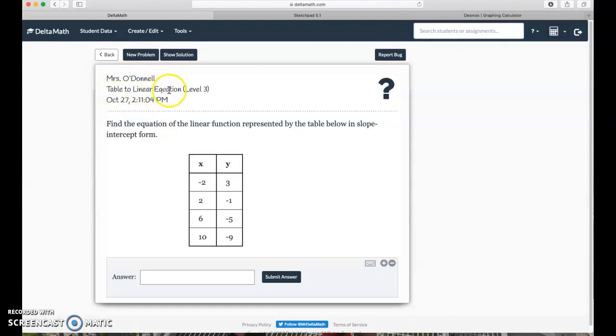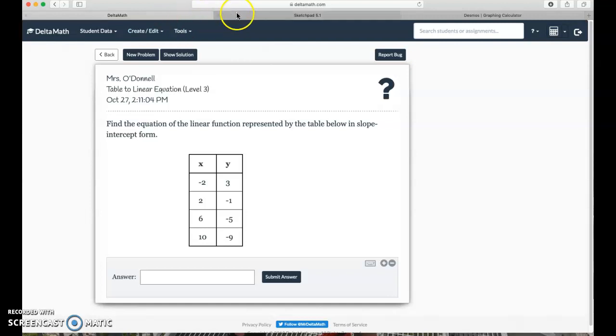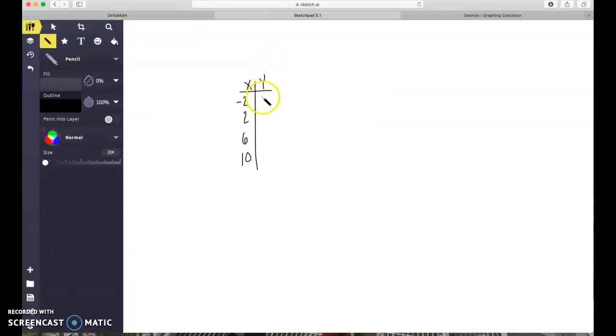Right, this is Table to Linear Equation Level 3 in Delta Math. I'm going to copy this table over into my sketch pad. Let's see, I've got -2, 2, 6, and 10. Make a T-chart: -2, 2, 6, and 10, and I've got 3, -1, -5, -9.